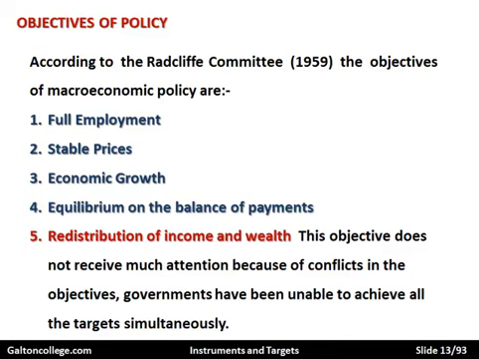The redistributive part, well, this was not heavily emphasized because of conflicts in the objectives. Governments have been unable to achieve all targets simultaneously. There are issues about these objectives, the ones set out by Radcliffe. There are contradictions and conflicts between them. For example, full employment and stable prices. If we try to get full employment, get the level of unemployment down, then it may trigger off higher rates of inflation.